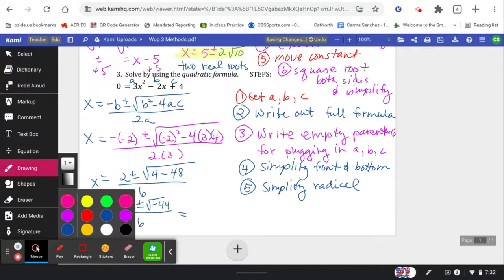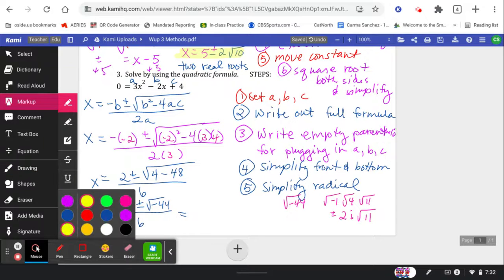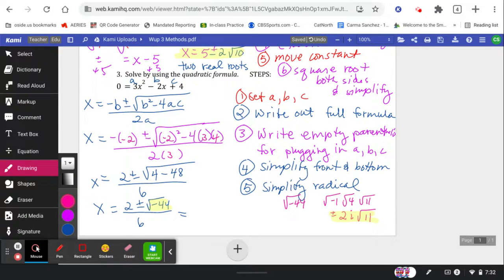So simplify that radical. We get negative 44 could be rewritten as -1 times 4 times 11. So a 2 can come out, an I can come out and the root 11 stays under. So this is going to go in for this negative root 44. So we get 2 plus or minus 2I root 11 over 6.